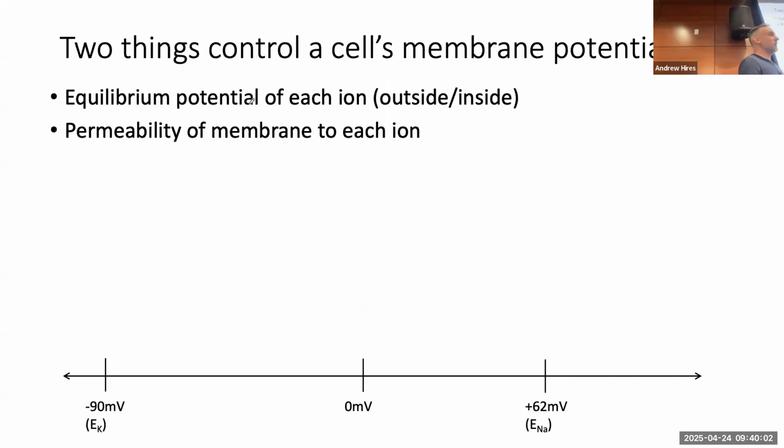But what controls the membrane potential? The actual membrane potential of the cell, not the equilibrium potential of an ion, is determined by the equilibrium potential of each ion, which is determined by the ratio of the outside to the inside, and then the permeability of the membrane to each of those ions. What's permeability of a membrane? That is, how easy is it for an ion to go across the membrane? You cannot go across a membrane if you are an ion unless you have a channel that is open in the membrane specifically for that ion.